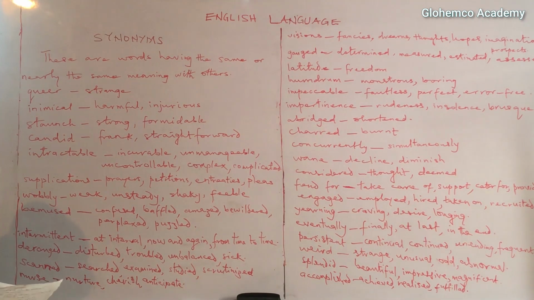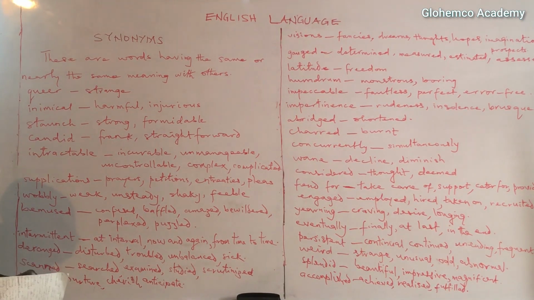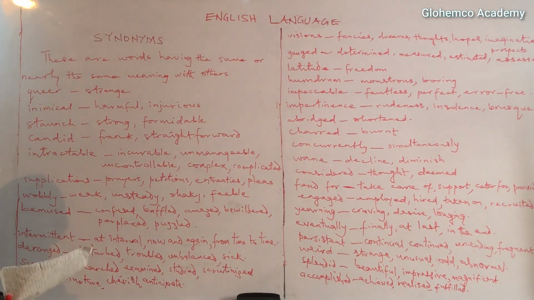Today, don't forget, we have had a look at antonyms. Now, today we want to look at synonyms. There are so many words in the English language that we just want to have a look at some of these words, synonyms. And what is the meaning of synonym? A synonym is a word that has the same meaning as another word, or nearly the same meaning, if not exactly the same. That is what we call synonyms.